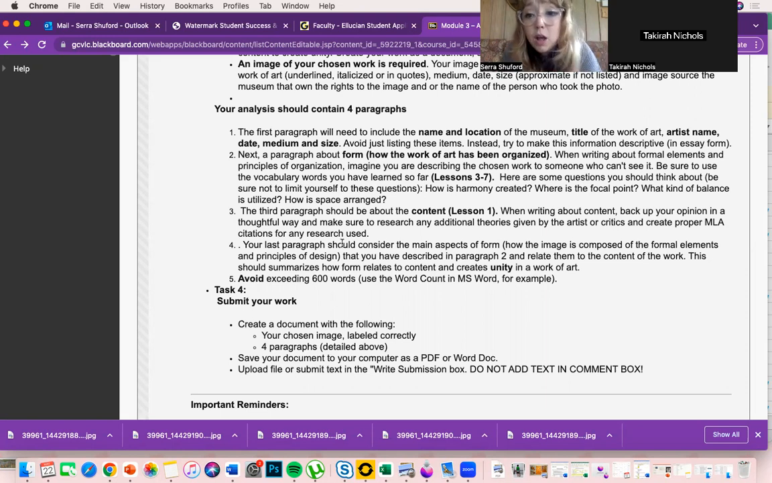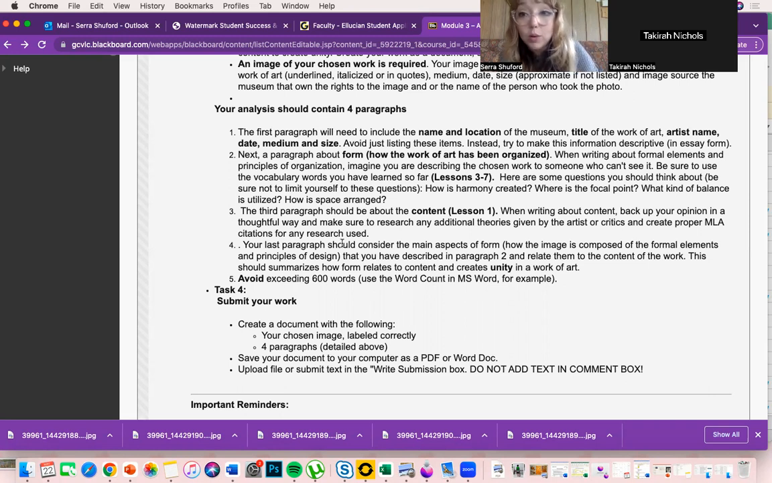When writing about the content, back up your opinion in a thoughtful way and make sure to research any additional theories given by the artist or critics, and create a proper MLA citation for any research that you use for this. And then lastly, your last paragraph should consider the main aspects of form, how the image is composed of the formal elements and principles of design that you have described in paragraph 2, and then relate them to the content of the work.